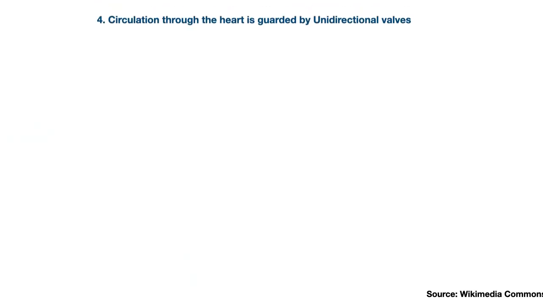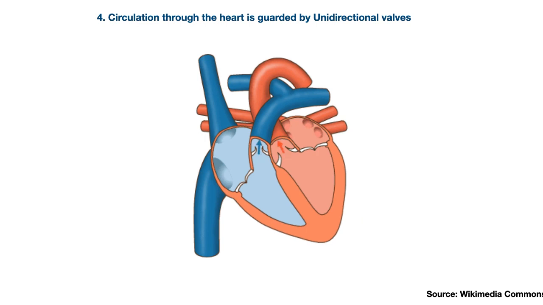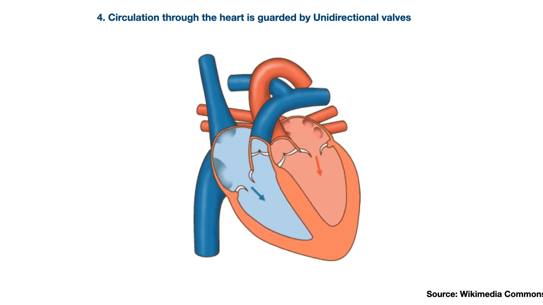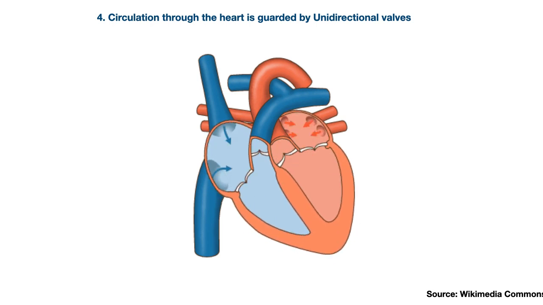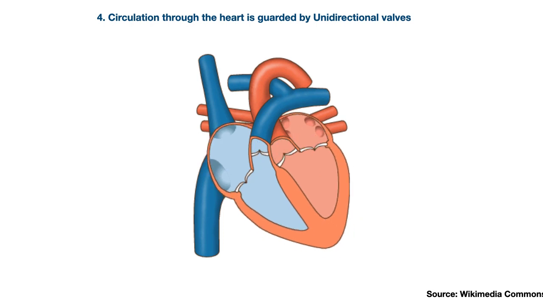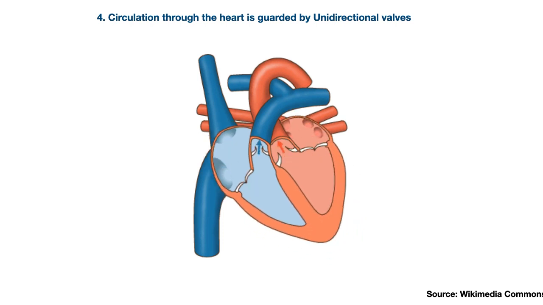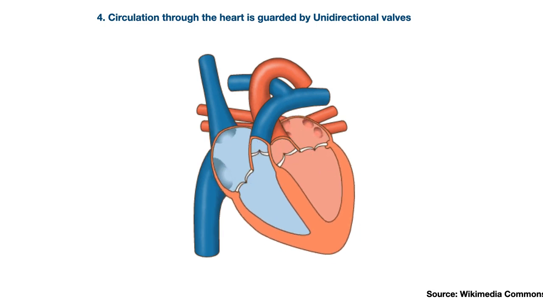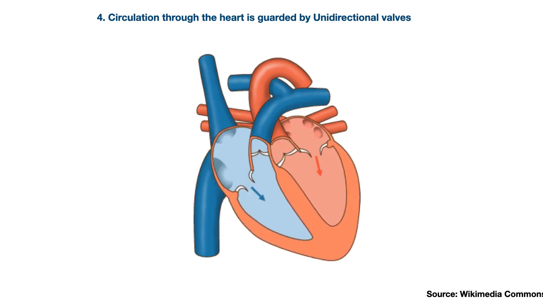Now let's move on to the fourth key concept here, that circulation through the heart is guarded by unidirectional valves. This is how blood flow through a normal heart looks. There are valves both on the right and the left side of the heart called atrioventricular valves, which allow the blood to move from the right atrium to the ventricle, and from the left atrium to the ventricle. And the blood is then pumped out from the ventricles through two valves called the pulmonary and aortic valves.